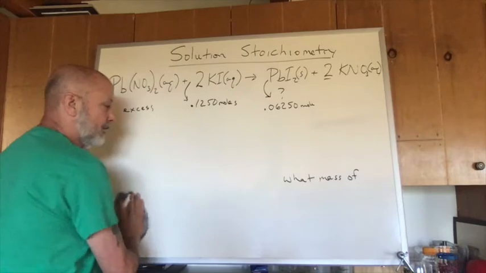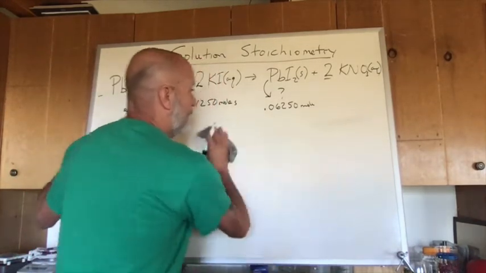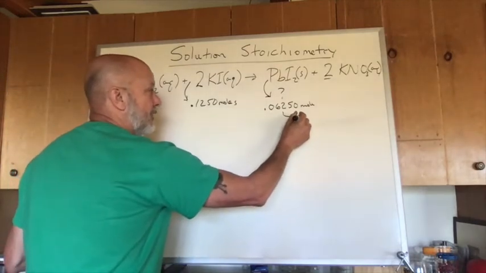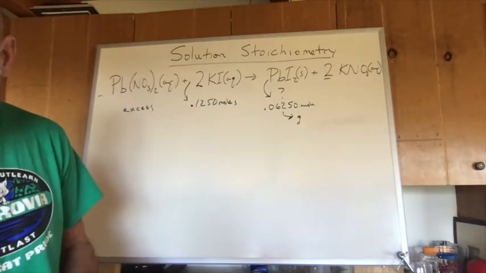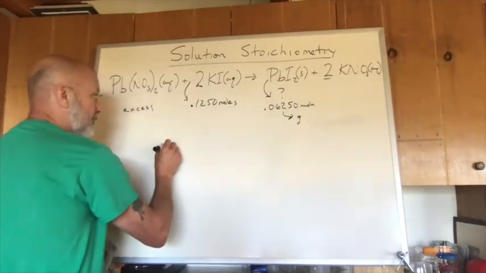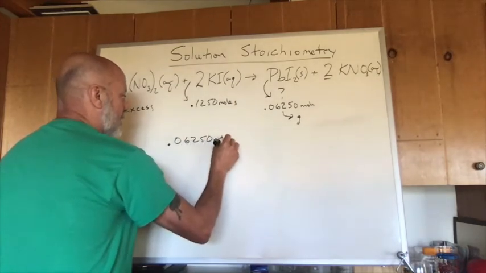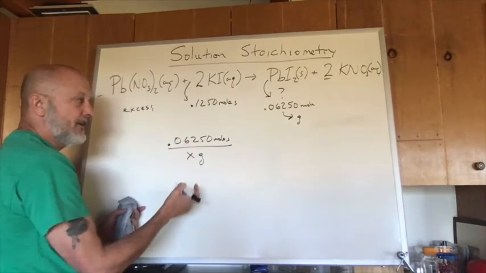Now, the problem said what mass of lead 2 iodide will form. So I've got to take the number of moles of lead 2 iodide and convert it to grams. I've set up a ratio already, 0.06250 moles is to x grams. So now the moles is known, I need to find the grams.